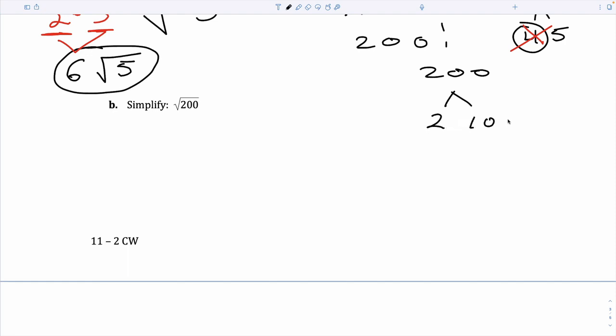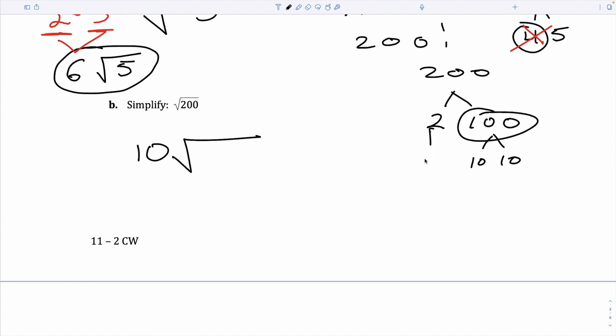Sure. That's a great one. Do you see a perfect square? Is 2 a perfect square? Look at your chart. No. Is 100 a perfect square? Yeah, this one works. Let's take the perfect square of 100. It would be what number? Frankie? It's 10. Yeah, you could do 10 times 10. That leaves only a 2.